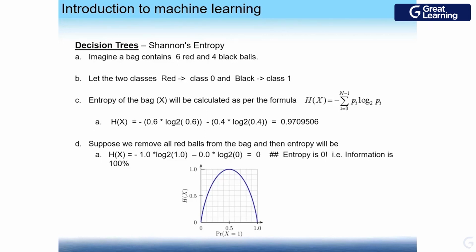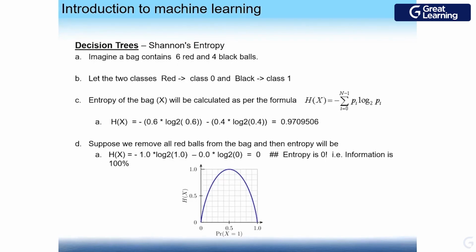I replace all the red with blues. Zero uncertainty. So when you know the probability of something happening is 1, suppose this is the probability of picking up blue from the bag, when you know the probability of something happening is 1, there is zero uncertainty. So you're at this point.